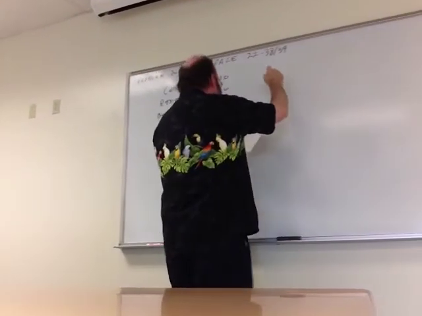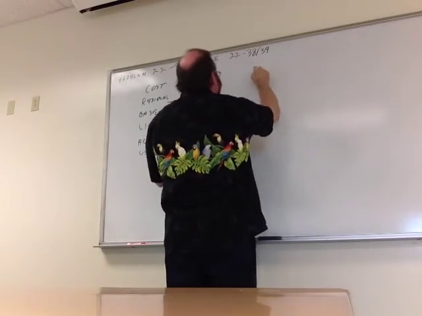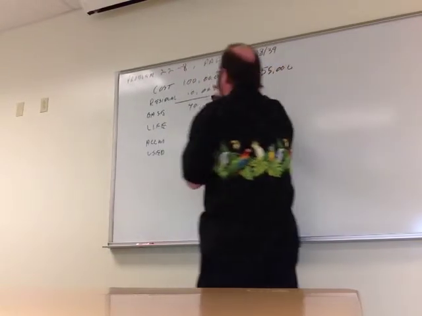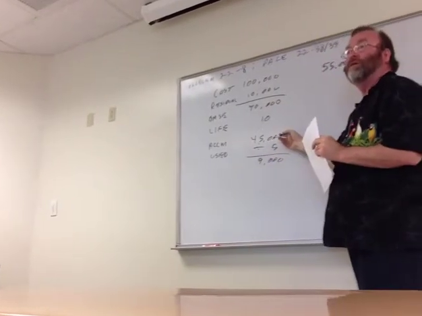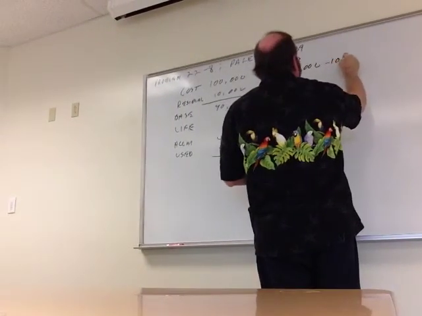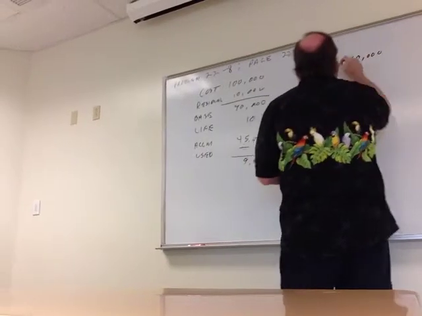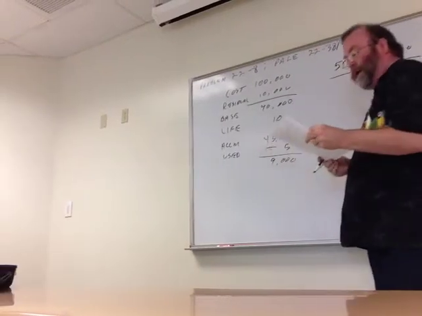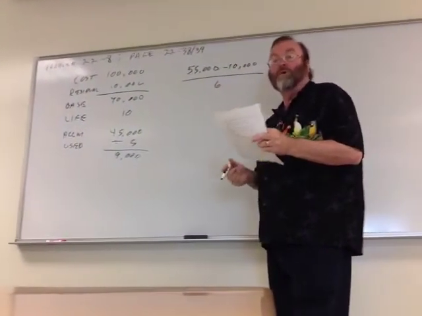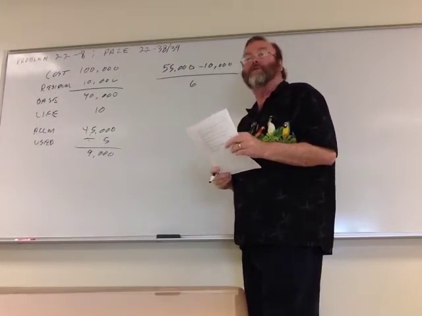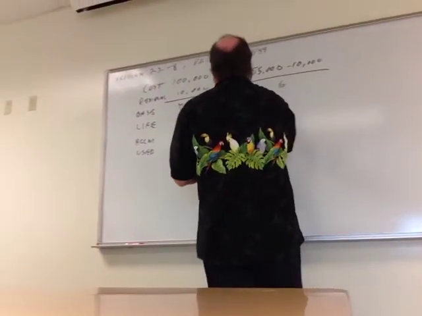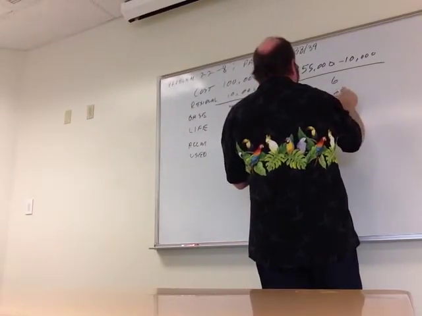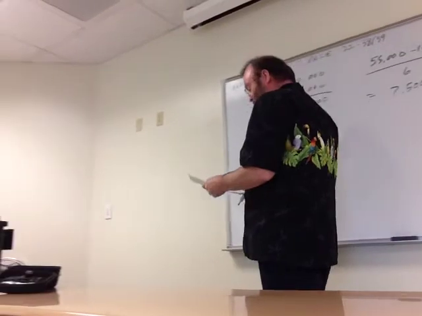So now we have a book value of 55,000. That's the 100,000 minus the 45. Still have a $10,000 residual value. And now we have 6 years remaining. We would have had 5 on the original life, and we've extended that. So that gives us $7,500 in depreciation expense for machine X for the current year and going forward.